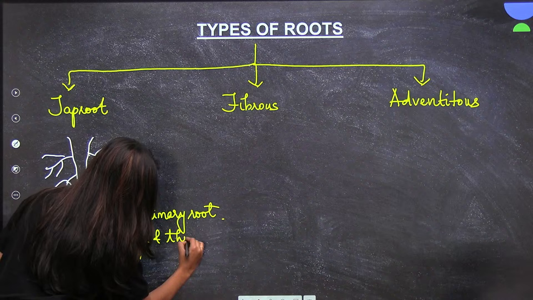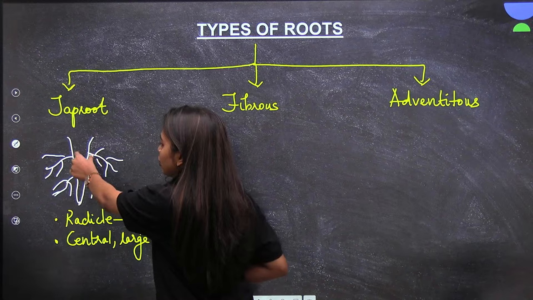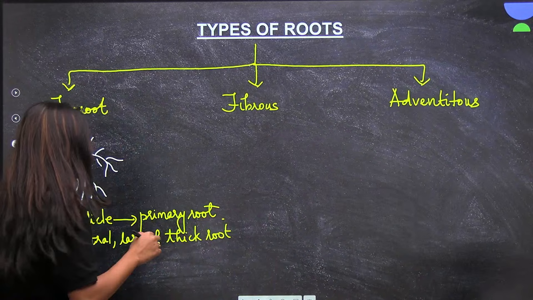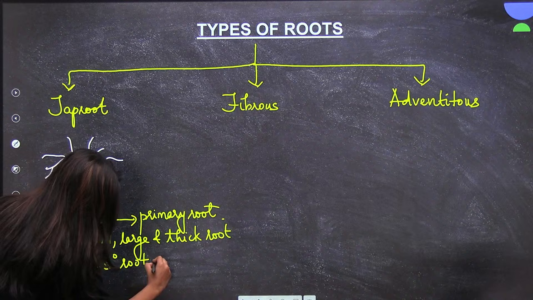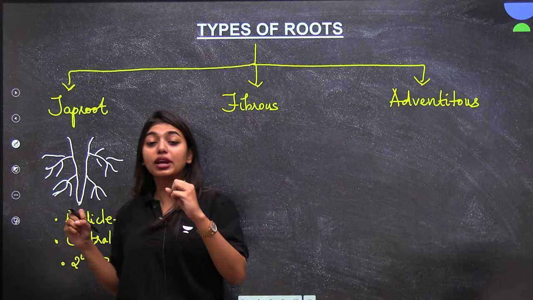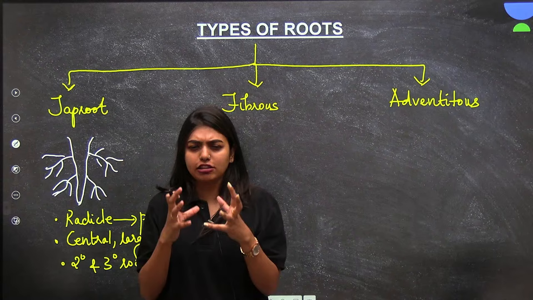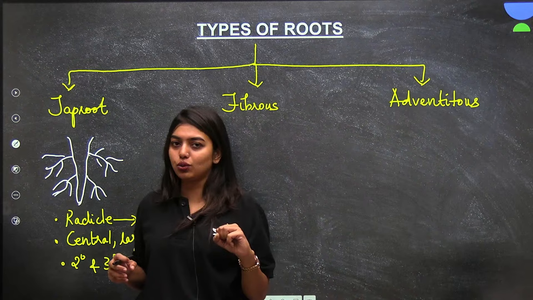And from this central root, we have secondary and tertiary, smaller roots arising from it, okay? So, we can write secondary and tertiary roots arise from it. Very good. Central, large, thick. So, radical is giving rise to the primary root. The primary root in the taproot system is very thick, central, and it is able to give rise to secondary and tertiary roots. Okay. Now, when we go to the fibrous root, right?